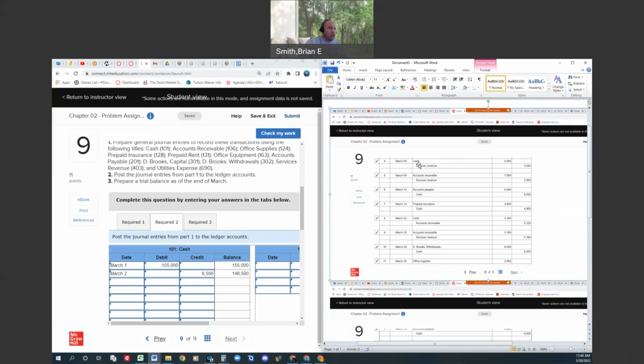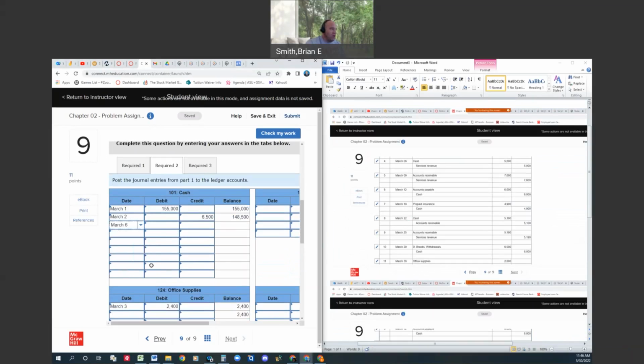Okay, so March 6th, it looks like we had a cash. So let's go over here to March 6th. We had a debit of cash for 5,000. I'm going to put that in there. This is what we call posting to the ledger. This is the general ledger here. All of these accounts are in the general ledger. Each one of these is its own ledger account. So this is the cash ledger represented by this T account.